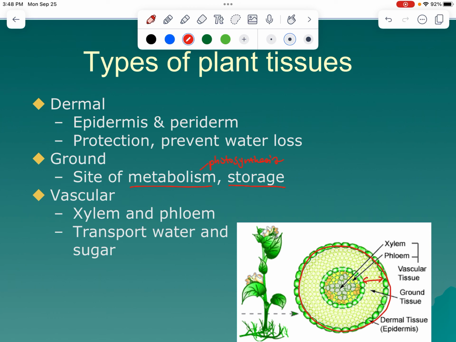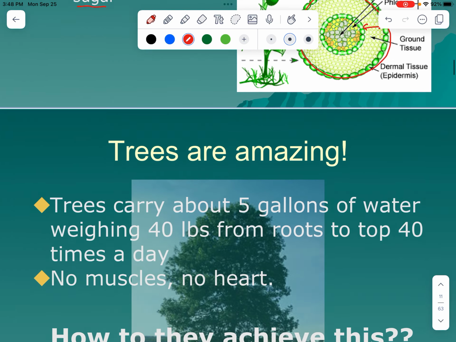The vascular tissues, which we're going to talk about a lot in this presentation, is involved in transporting water and sugar. And it's made up of 2 different types of tubing called xylem and phloem. Xylem is involved in water transport. Phloem is involved in sugar transport.